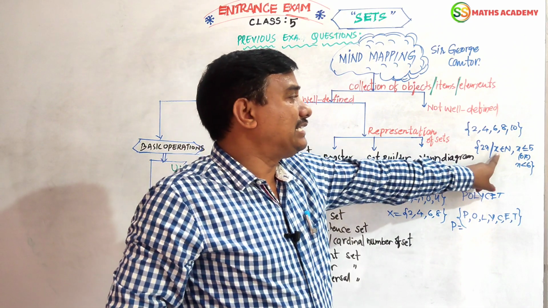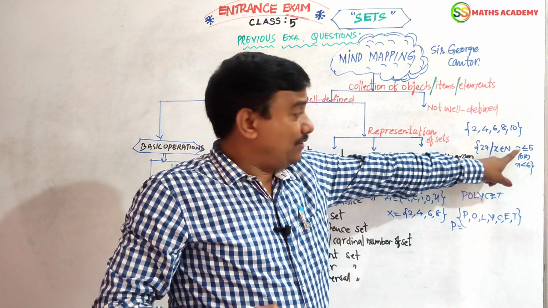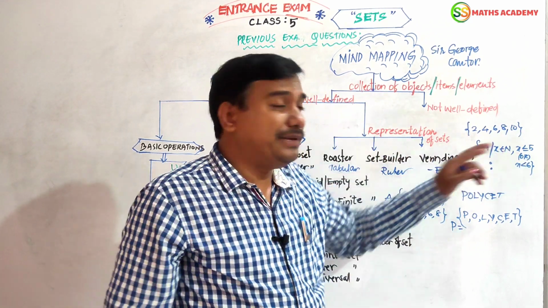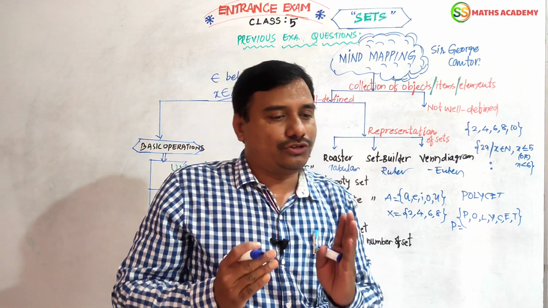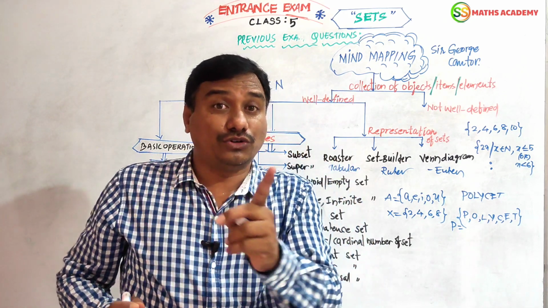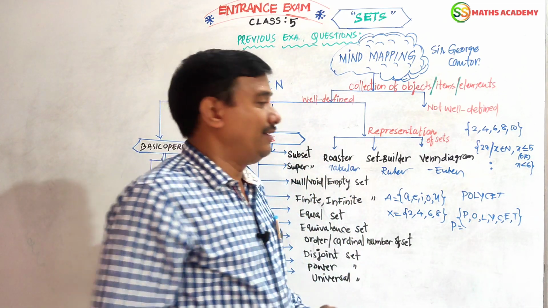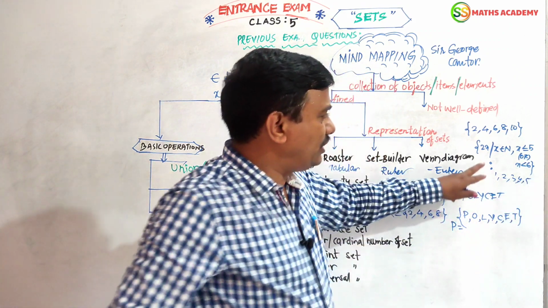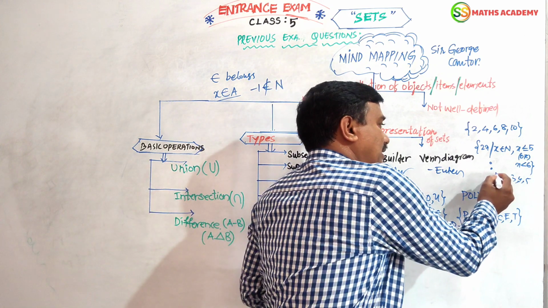So here x belongs to natural numbers, where x is less than or equal to 5. It means the x value you can take is up to 5: 0, 1, 2, 3, 4, 5. Don't take 0, because 0 is not a natural number. So 1, 2, 3, 4, 5. You substitute them in the place of x.